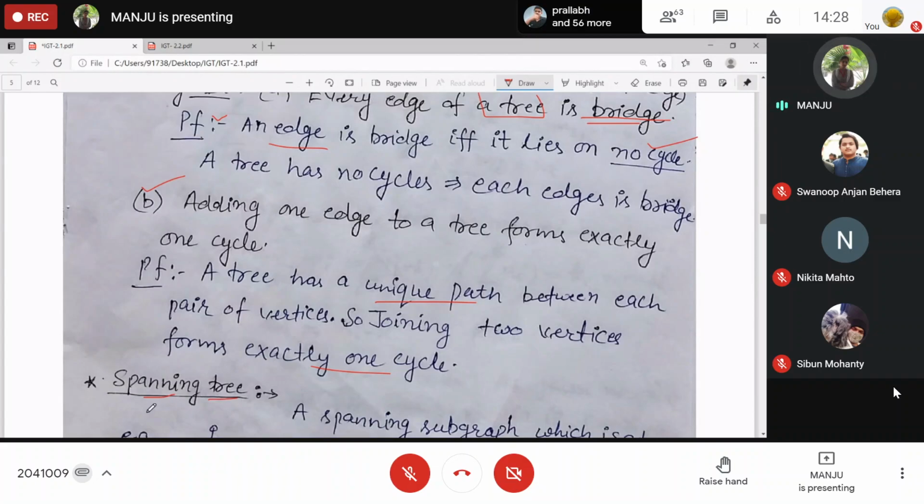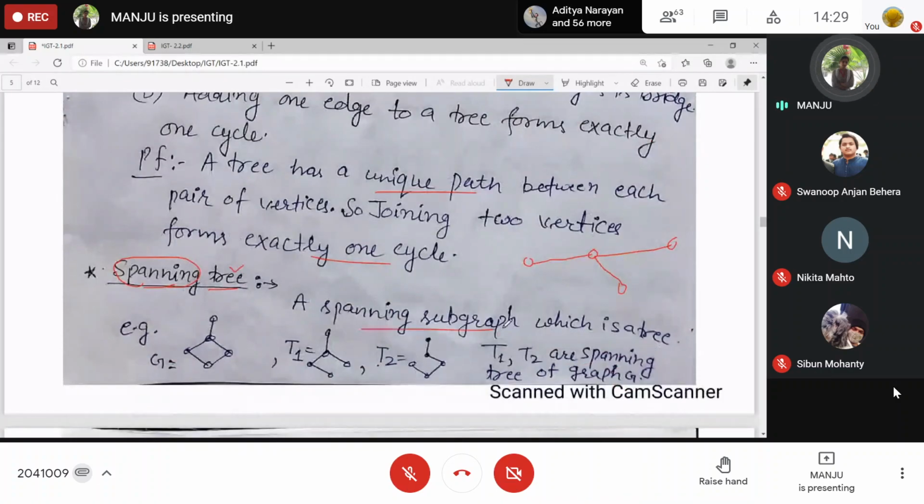Okay. So spanning tree means a spanning subgraph which is a tree. Tree means connected acyclic. So all the vertices should be there, and no cycle should be present, and it is connected, meaning the least possible connected graph. Clear? Got it? The spanning subgraph is the tree.